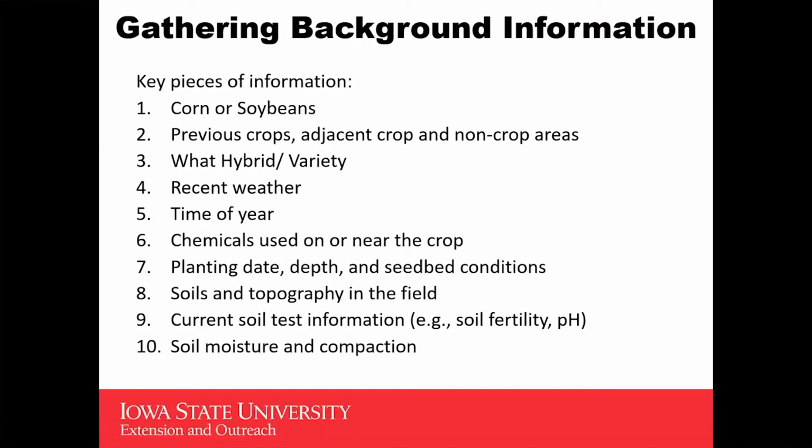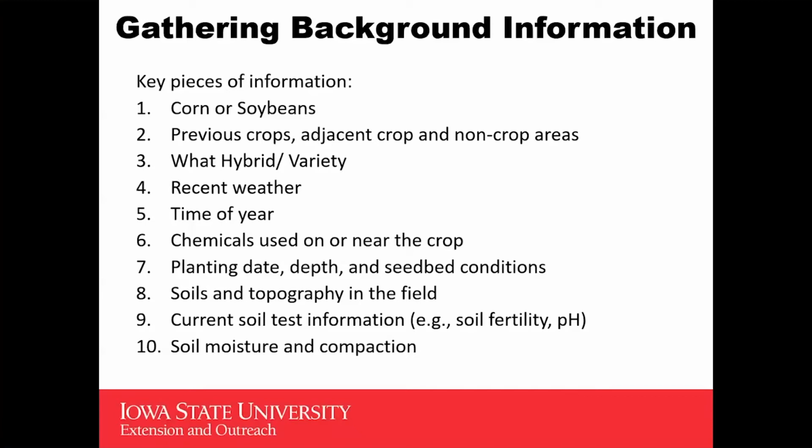So what hybrid or variety you have. Some hybrids and varieties have resistance to pathogens, or they've been selected for resistance against pathogens. Recent weather, going back to our disease triangle, we have to have a favorable environment to cause disease, so the recent weather is very important. The time of year, I'm sure you've heard this in several other talks already about weeds and insects. The time of year is very important as to what diseases are going to show up, both because of the weather, the climate, and because of the growth stages of the plants.